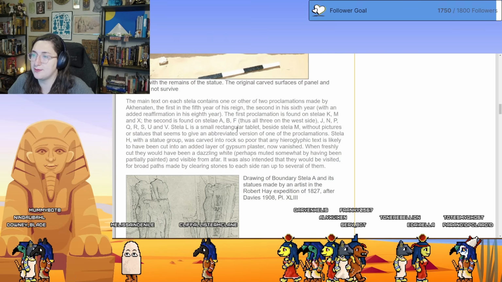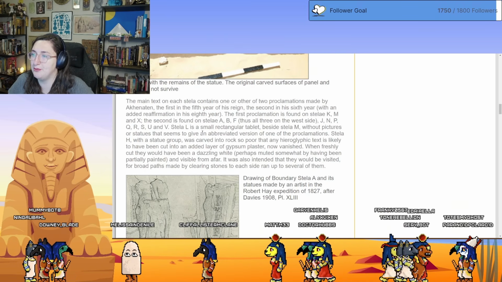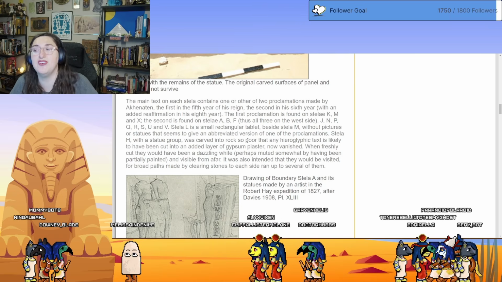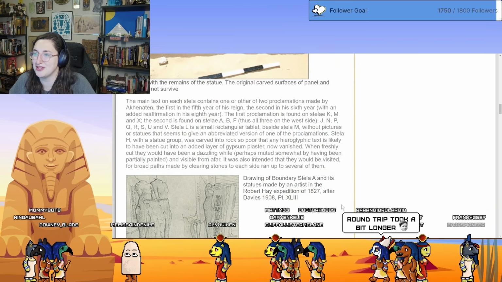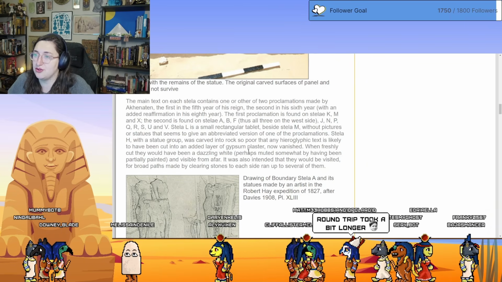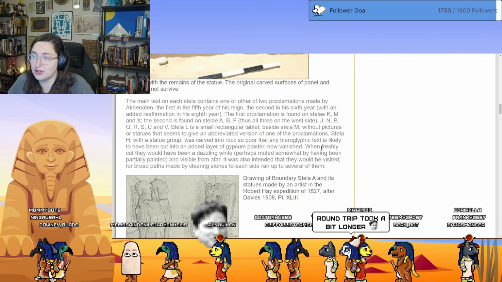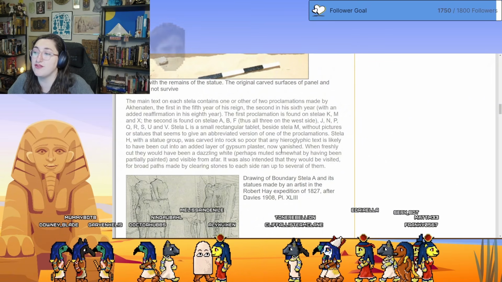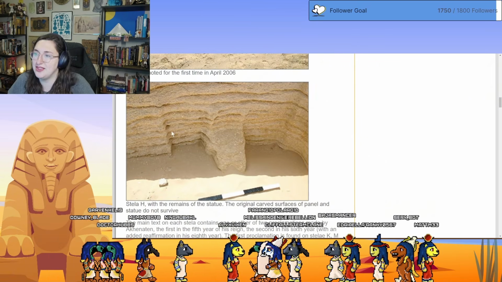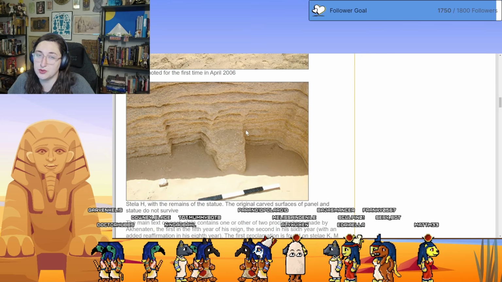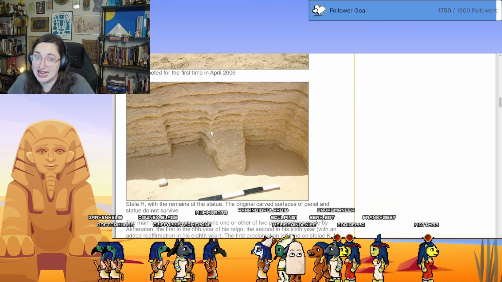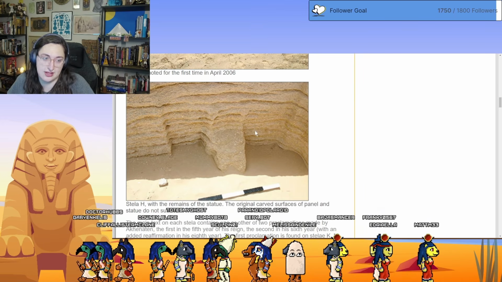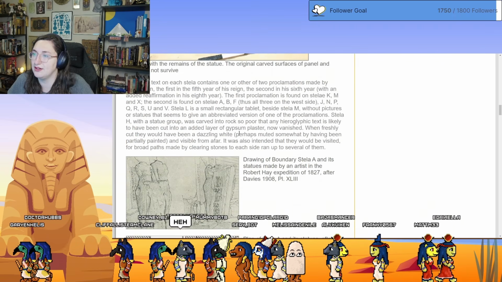Stela A is a small rectangular tablet beside Stela M without pictures or statues. It seems to give an abbreviated version of one of the proclamations. And Stela H with a statue group was carved into a rock so poorly that any hieroglyphic text is likely to have been cut into an added layer of gypsum plaster. So that's why this one hasn't survived, is that the stone was really poor and they probably plastered it and then carved into it, and that's why it unfortunately didn't survive.